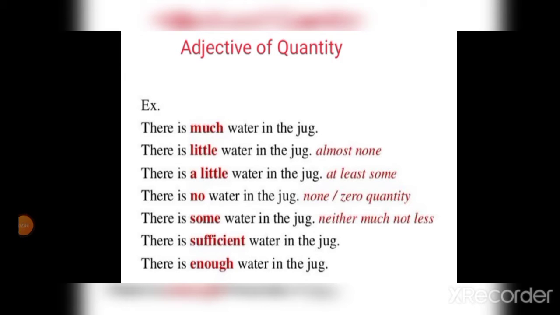There is a little water in the jug. A little means at least some. There is no water in the jug. No means none or zero quantity. There is some water in the jug. Some here means neither much nor less. There is sufficient water in the jug. There is enough water in the jug. In all these sentences, the words written in red, much, little, a little, no, some, sufficient and enough, are the adjectives of quantity.